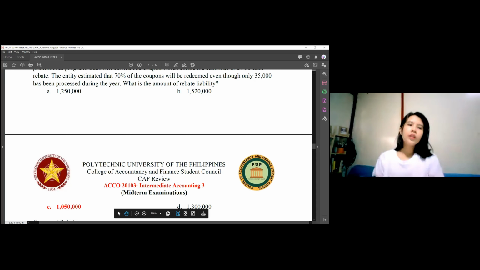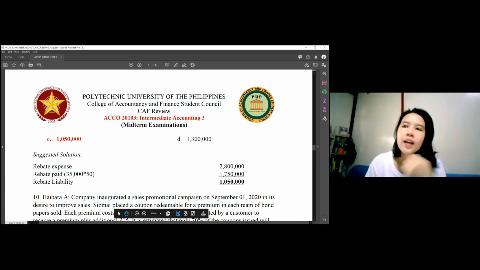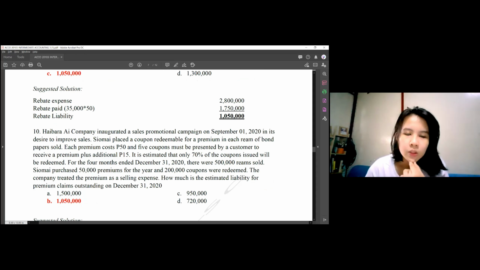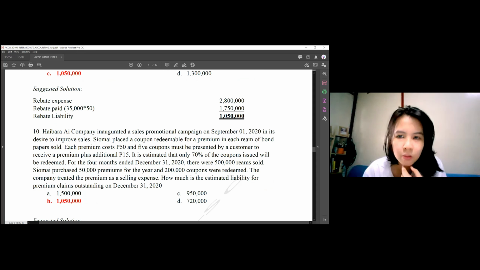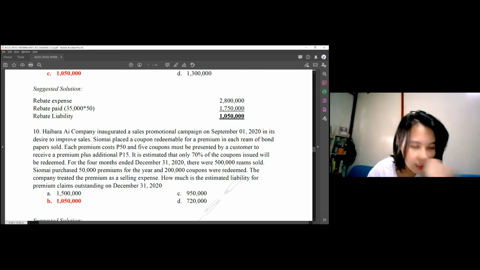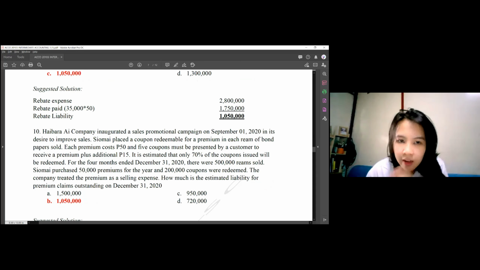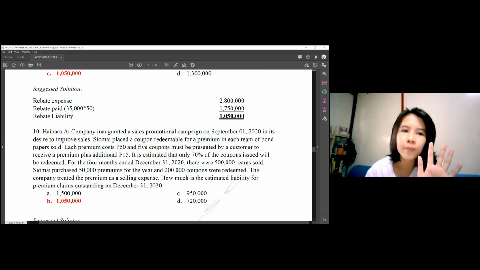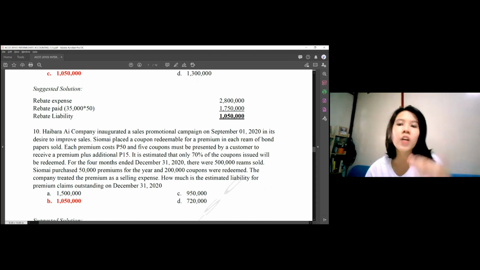Okay. So for number 10, Haibara Eye Company inaugurated a sales promotional campaign on September 1, 2020 and desired to improve sales. So si Siomai ay nag-place ng coupon redeemable for a premium in each ream of bond paper sold. Okay. So meron daw premium for each ream na nabenta. Tapos ang bawat premium ay nagkakahalaga ng 50 pesos. Tapos ang kailangan mo ay 5 coupons para maka-receive ka ng premium plus additional 15 pesos. So, ibig sabihin, merong cash outflow si customer.